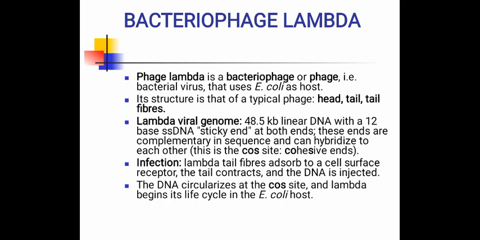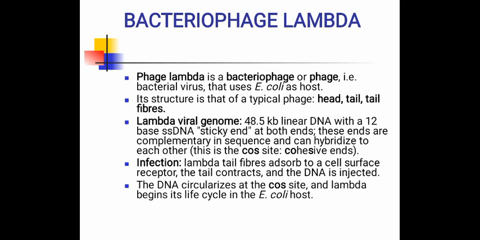Bacteriophage lambda. Phage lambda is a bacteriophage, that is, a bacterial virus that uses E. coli as host. Structure is of a typical phage: head, tail, fibers. The lambda viral genome is 48.5 kb linear double stranded DNA, with sticky ends at both ends. These ends are complementary in sequence and can hybridize to each other. This is the cos site, cohesive ends.